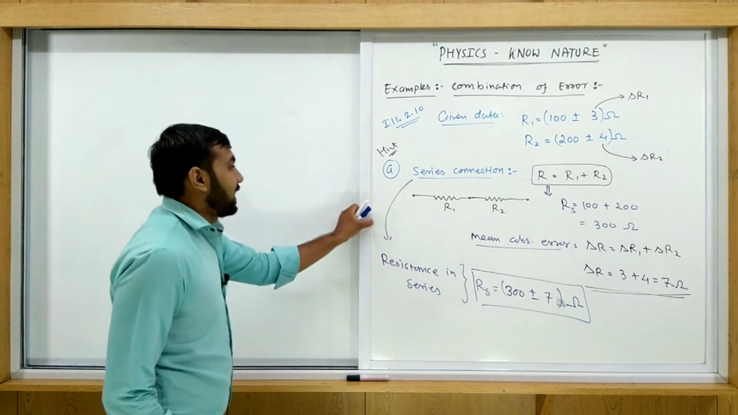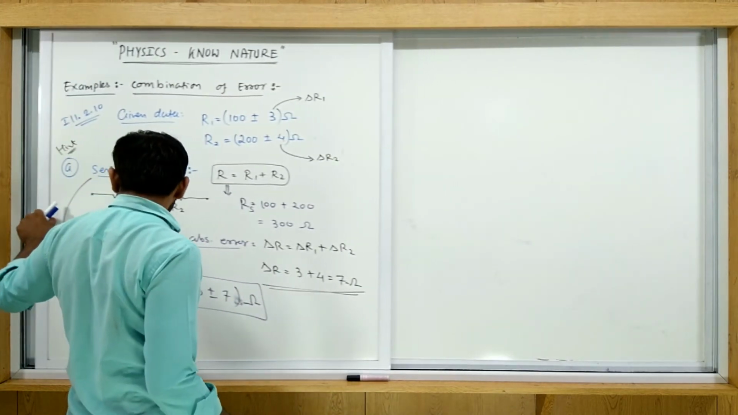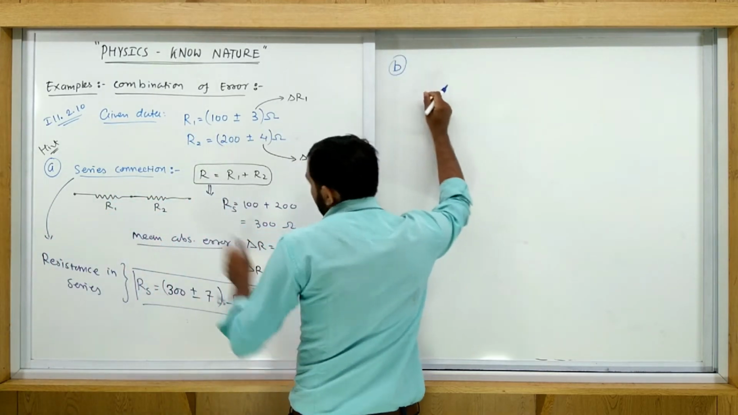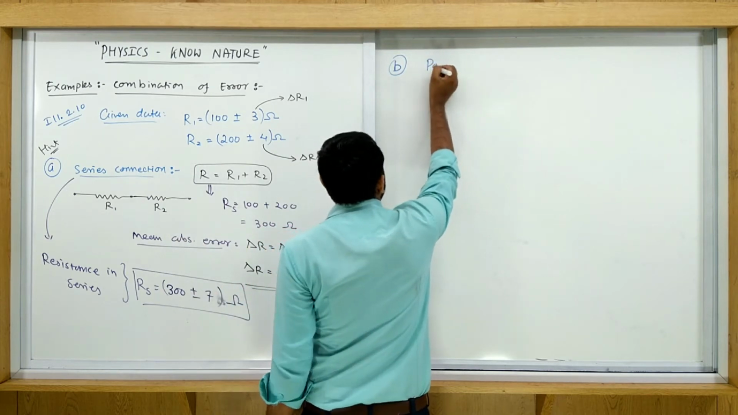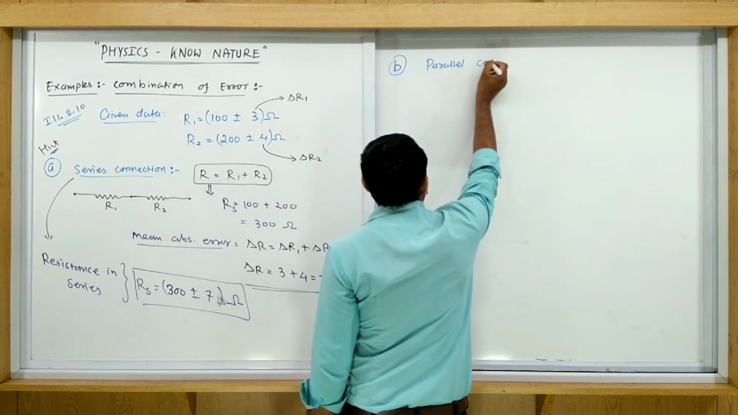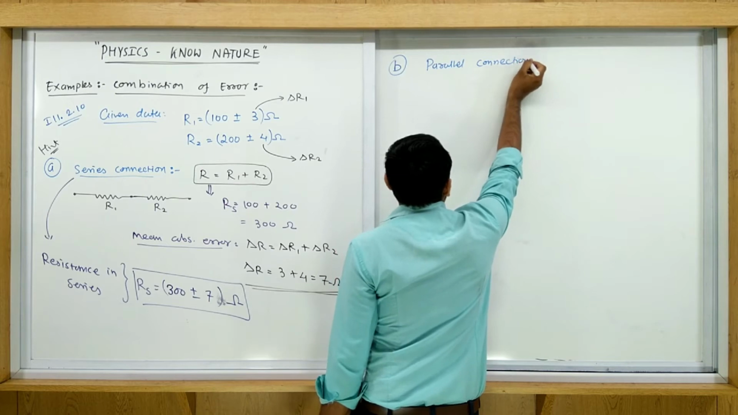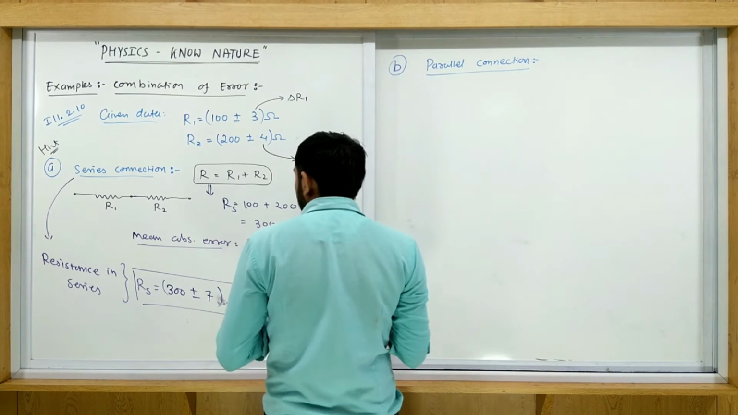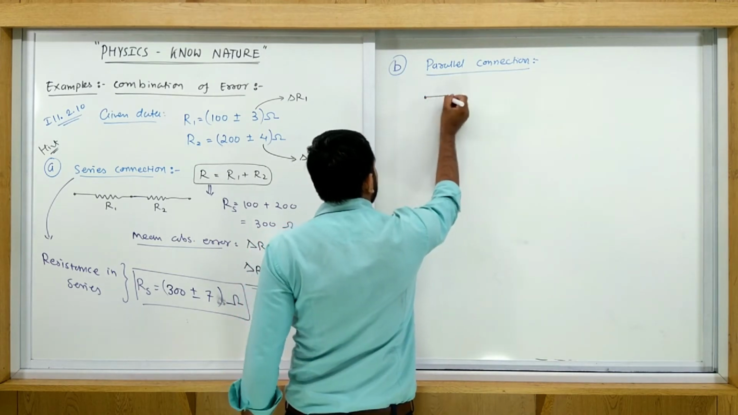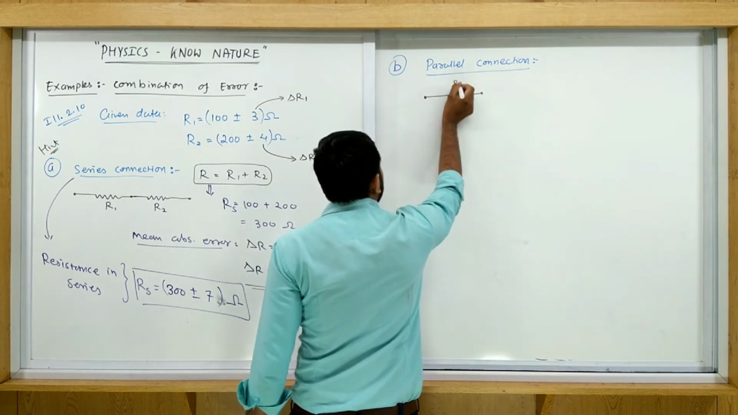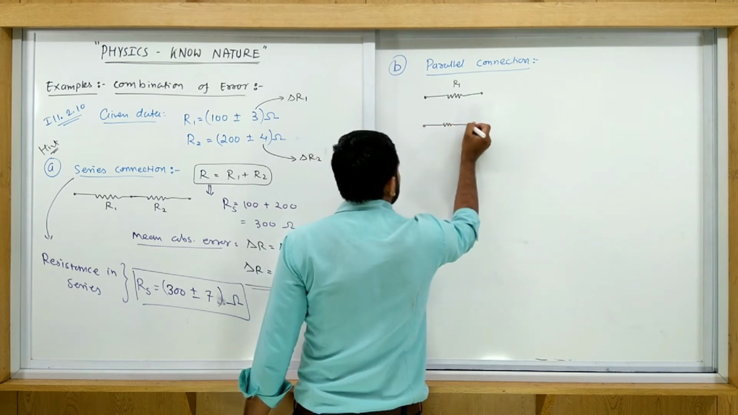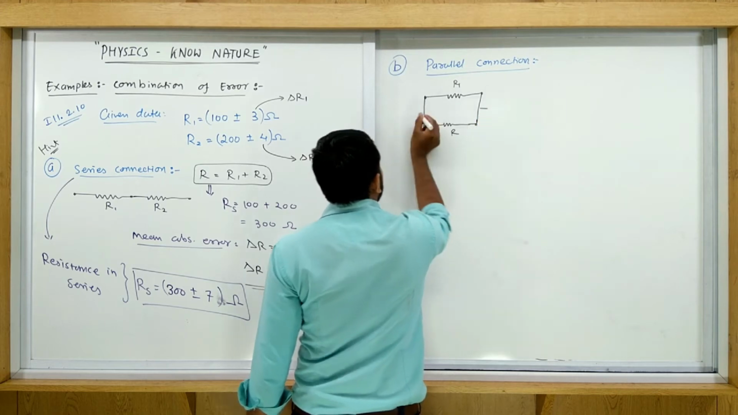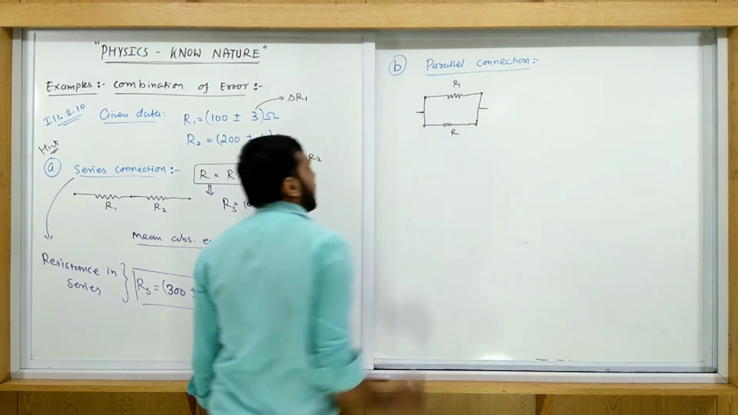Now let's consider the second case, case 2b. What is the problem? Here was the series connection. Now the parallel connection. How do we represent this parallel connection? This is called a parallel connection. It is R1, it is R2. If you connect these two resistances in this way, then we call it a parallel connection.